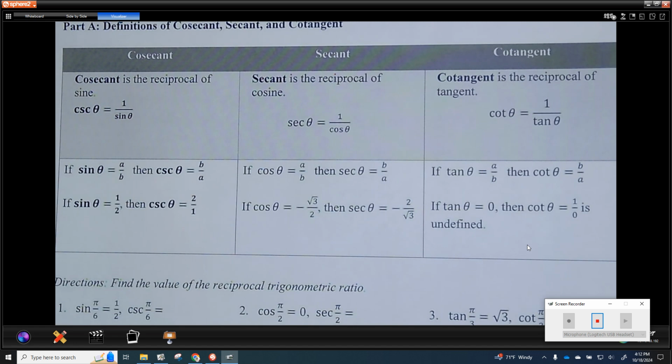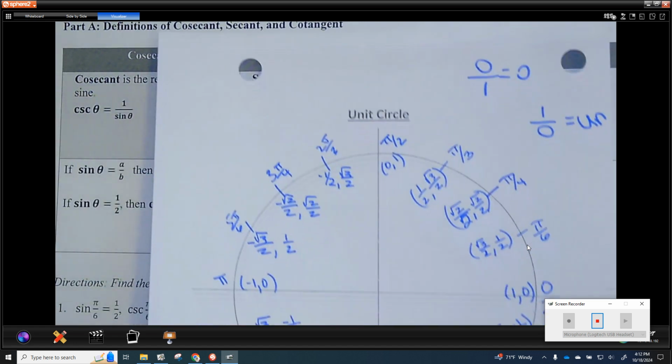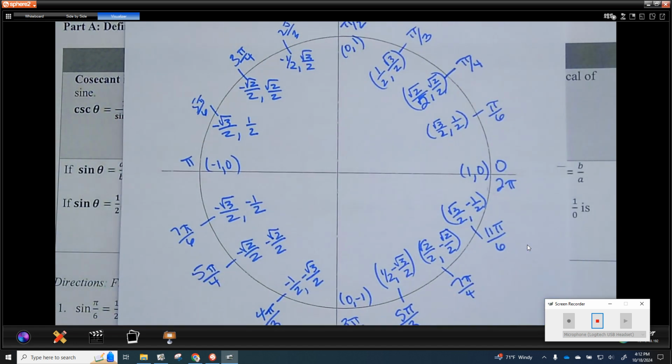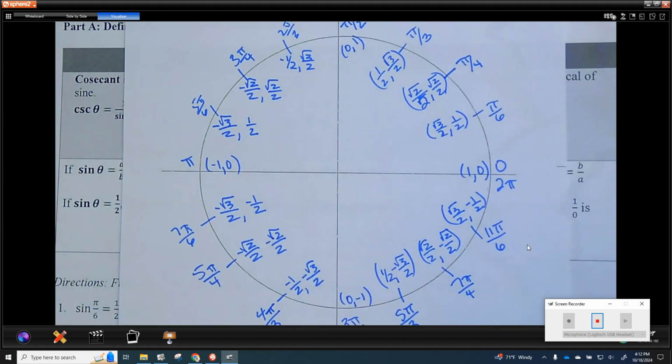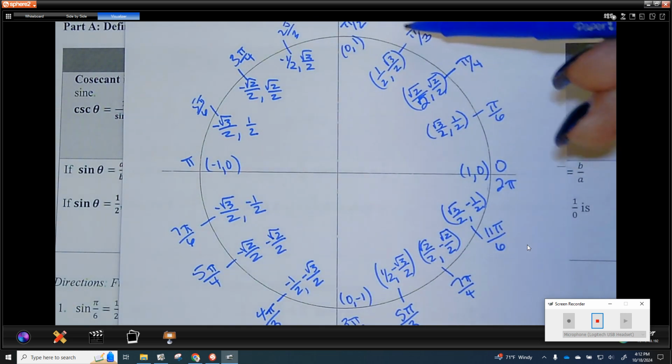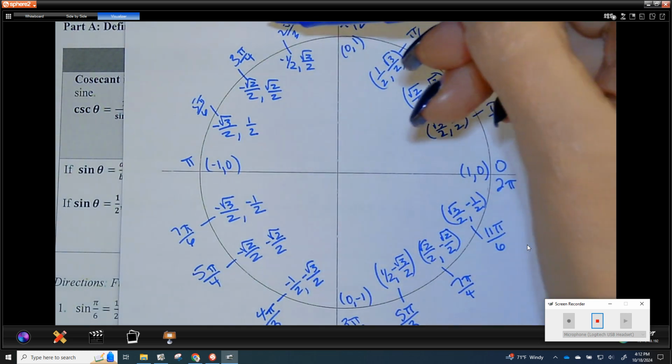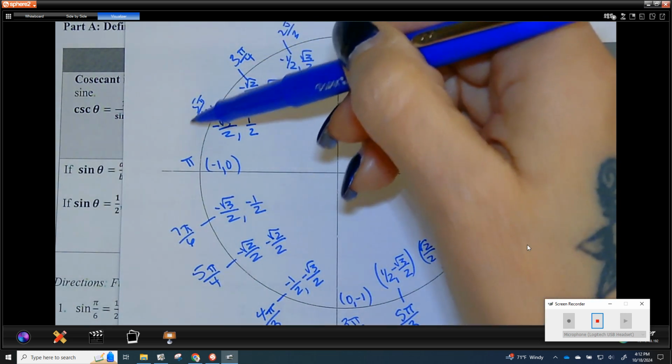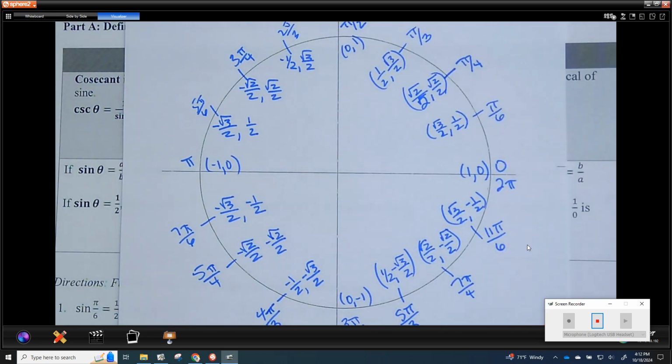Before we get into this, you need to memorize this. You need to memorize this. We have angles at every 30 degrees, or this is pi. So we divide into 6: 1/6, 2/6, 3/6, 4/6, 5/6, 6/6, and reduce it to that. So every 7/6, 8/6, 9/6, 10/6, 11/6, 12/6, 2 pi.